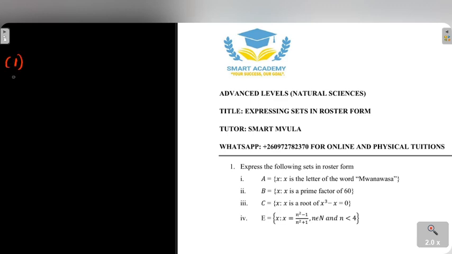Okay, so we have set A, which is in set builder form. It is saying that x is such that x is a letter of the word Mwanawasa. So our keyword there is Mwanawasa. Okay, so that's the keyword. So this is in set builder form.